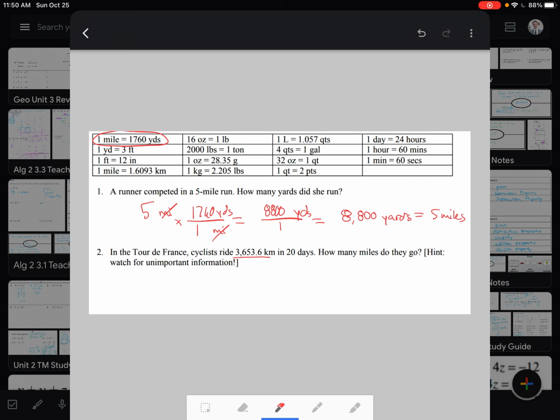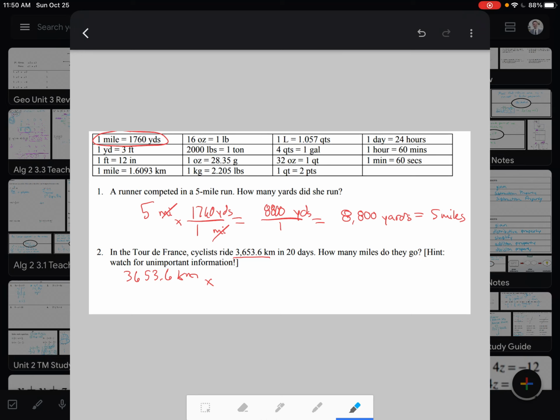Next, Tour de France cyclists ride 3,653.6 kilometers in 20 days. How many miles do they go? So do we need to worry about days here? Looks like we don't need to in this case. So again, some unimportant information there. Sometimes though, we might need to use that as a rate. It might be like, what is the rate in miles? But in this case, they just want us to simply convert kilometers over to miles.